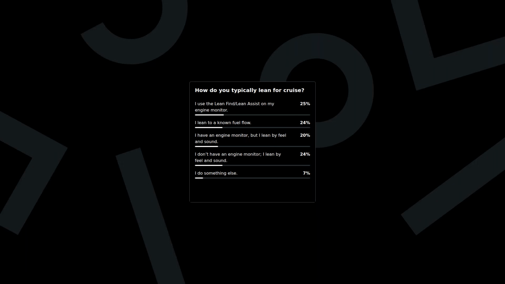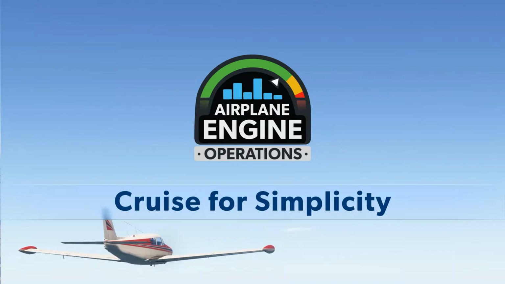So we've got a really even split here: basically 25% that use Lean Find and lean assist, 24% that lean to a known fuel flow, 20% that do it by feel and sound despite having an engine monitor, 24% that do it by feel and sound and don't have an engine monitor, and 7% do something else. So what we're going to talk about here is that by feel and sound technique, and how we can merge that with modern tech and where it actually puts us, what it actually accomplishes.